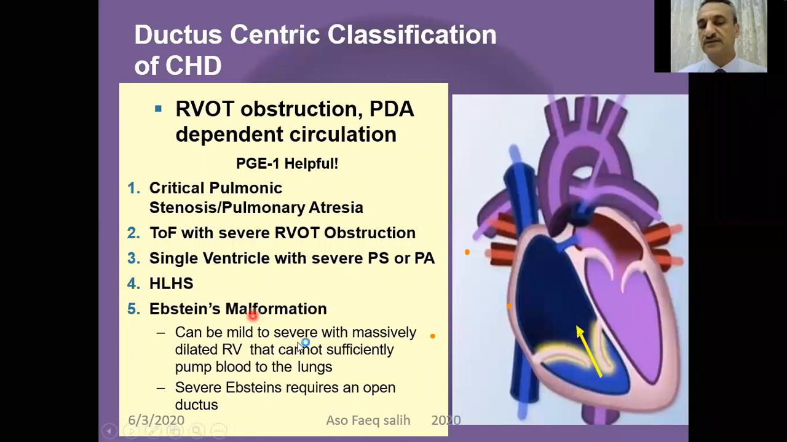Or Ebstein malformation like this. This is Ebstein, where the tricuspid valve is lower than the mitral valve. This is the mitral valve on the left side of the heart, and this is the right side of the heart. So instead of the tricuspid valve being here, it's down to here. What does that mean? It means the RV becomes small, and there will be a very big RA with right to left shunting and cyanosis.